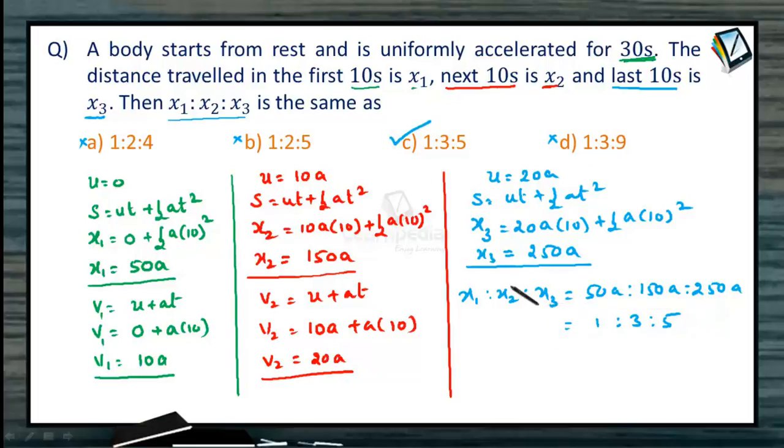So what we have done in three parts is clear to you. We have calculated the distance traveled in the first 10 seconds and the velocity at the end of the first 10 seconds. Then that we have taken as the initial velocity, and calculated the distance traveled in the next 10 seconds and the velocity at the end of the next 10 seconds. So that we got 20a. That we have taken as the initial velocity for the last 10 seconds and calculated the distance traveled in the last 10 seconds.